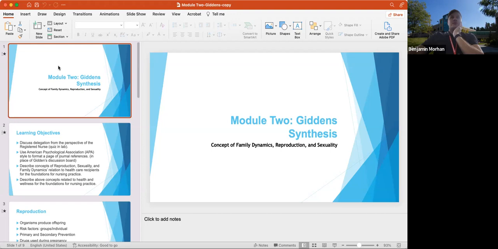The concepts we're going to be covering are family dynamics, reproduction, and sexuality. Again, this is a synthesis of the most important information. Per chapter, per slide, there's going to be a question associated that you will need to answer on the Word document that you can upload to the Blackboard site. This is your ticket to lab, along with the Claywell questions that you'll have.